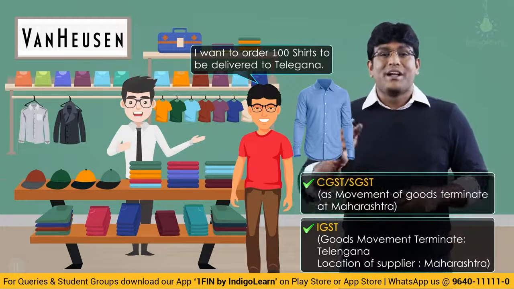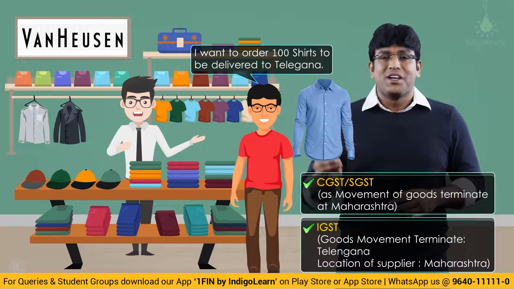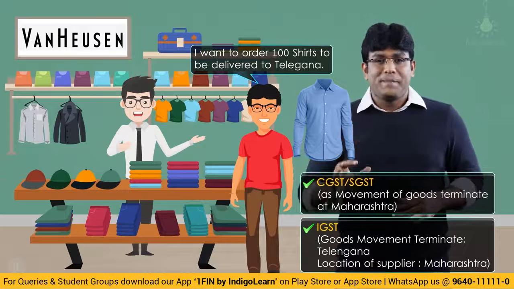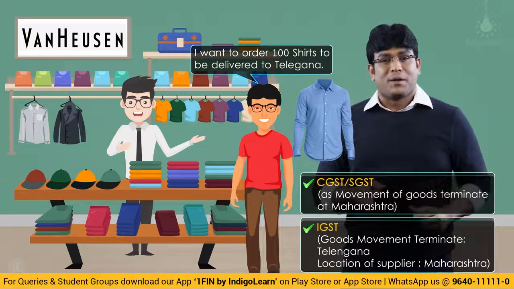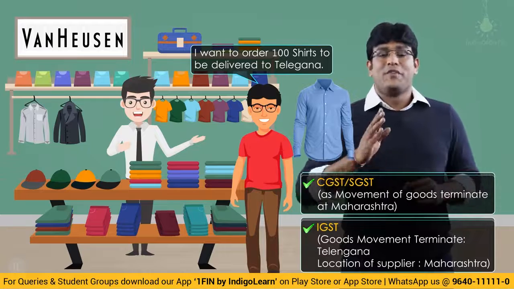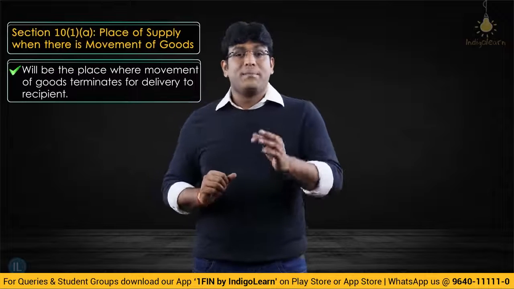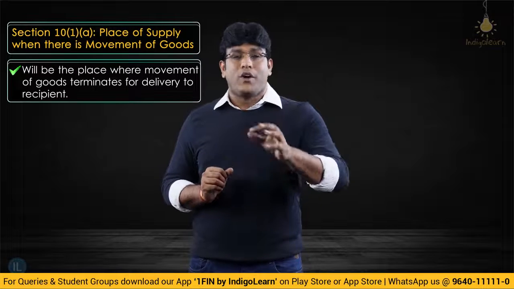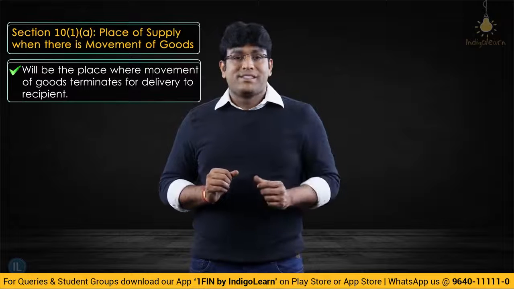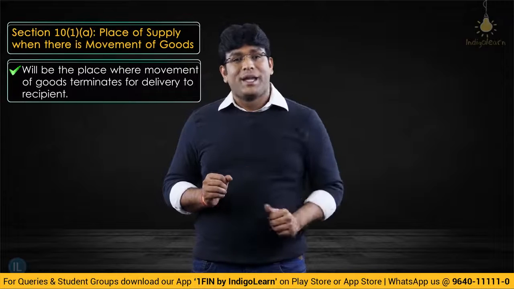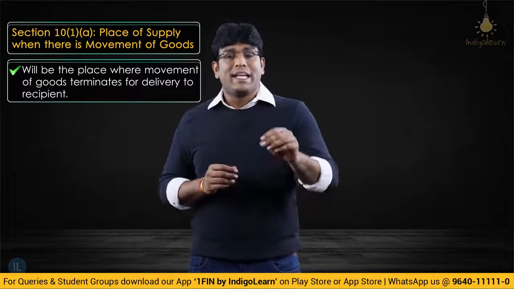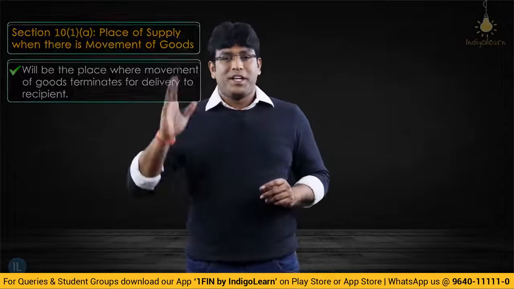That's why I told you that type of tax to be charged will depend upon type of supply, and that will depend upon place of supply and of course location of supplier. So friends, what is the answer now? As per section 10(1)(a), place of supply in case where there is movement of goods shall be the place where movement of goods terminates for delivery to the recipient. For what, my dear friends? Delivery to the recipient.